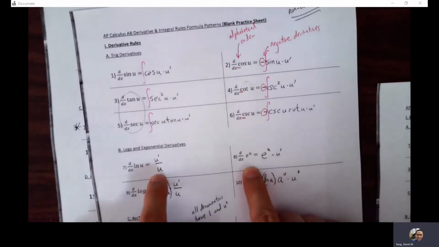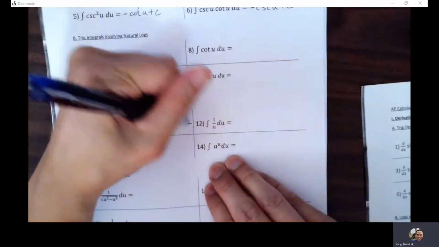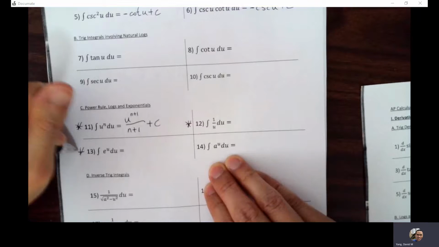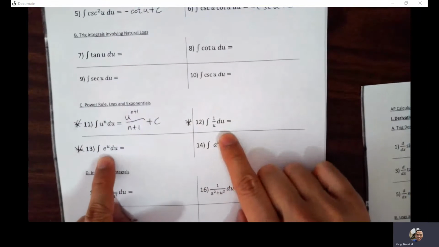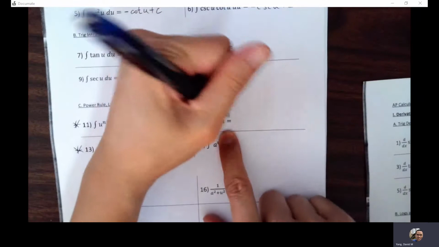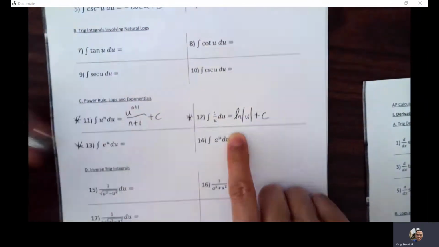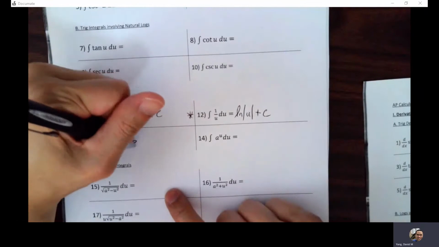Okay, so e to the u and 1 over u. These are based off of what we've seen from these derivative rules. We know the integral of e to the u is just going to be e to the u. The integral of 1 over u is just natural log of u plus c. So these are also very common, and we should know them well because we've seen so much of it. Okay, so the integral of 1 over u is natural log absolute value of u plus c. Okay, e to the u, just e to the u plus c.